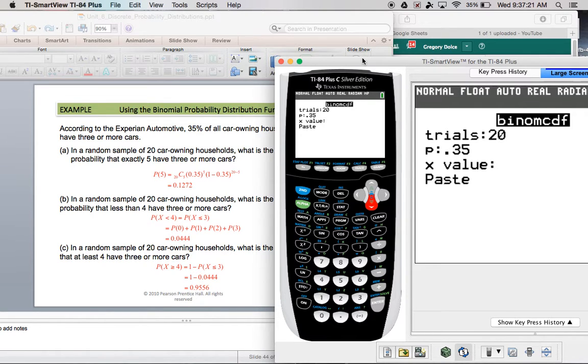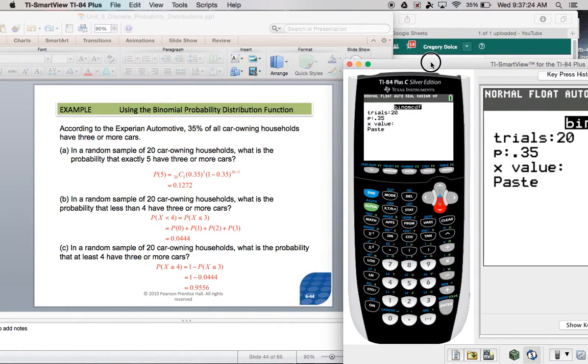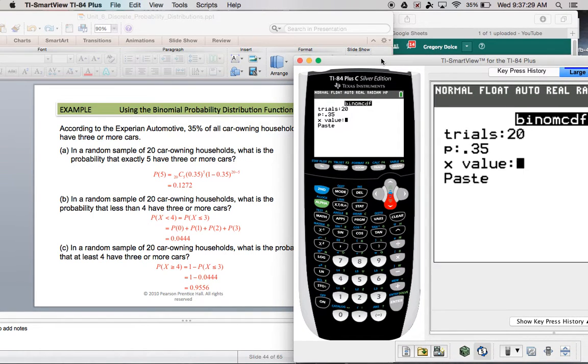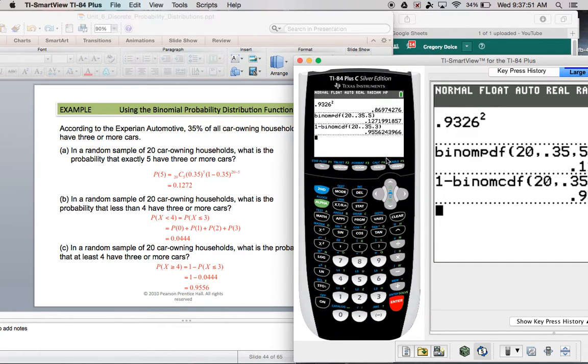Now, here's the thing. We'll do C here. In a random sample of 20 cars, what's the probability that at least 4 have 3 or more cars? So at least 4. That is 4, 5, 6, all the way up to 20. But I don't want to do this 4 plus 5 plus 6. I know whatever I get from 4 plus 5 plus 6 all the way to 20, if I subtract that from 1, that's going to be the probability of just 0, 1, 2, and 3. So I can do 3. And that's the probability of 4 to 20. And that's basically it for binomial PDF and CDF.